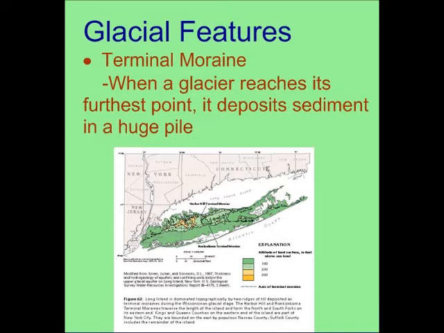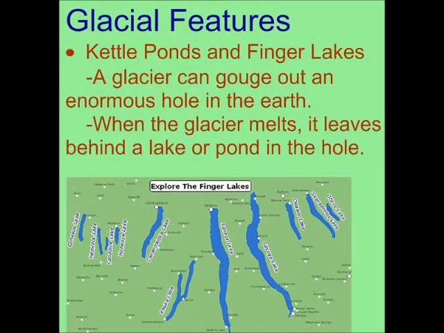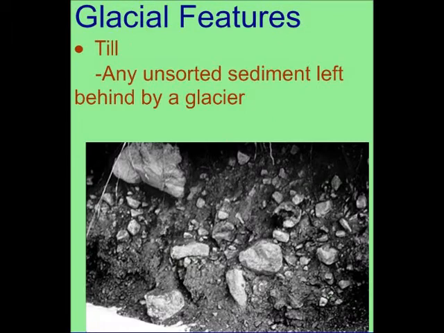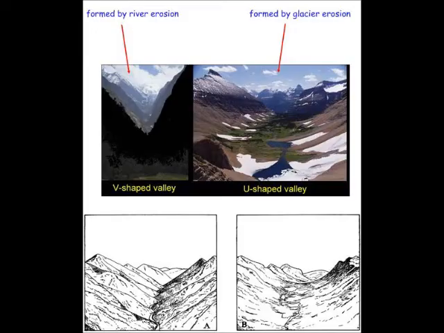Other features that are left behind by a glacier can be kettle ponds and finger lakes, which is where the glacier gouges out an enormous hole in the earth, and then when it melts, it leaves behind a lake or a pond in that hole. Other glacial features can be an erratic, which is a giant boulder that's carried by a glacier and deposited in a seemingly random location. Glacial till is any unsorted sediment left behind by a glacier, which is much of what the topsoil in New York State is. A V-shaped valley is caused by a river, but a glacier causes a U-shaped valley.